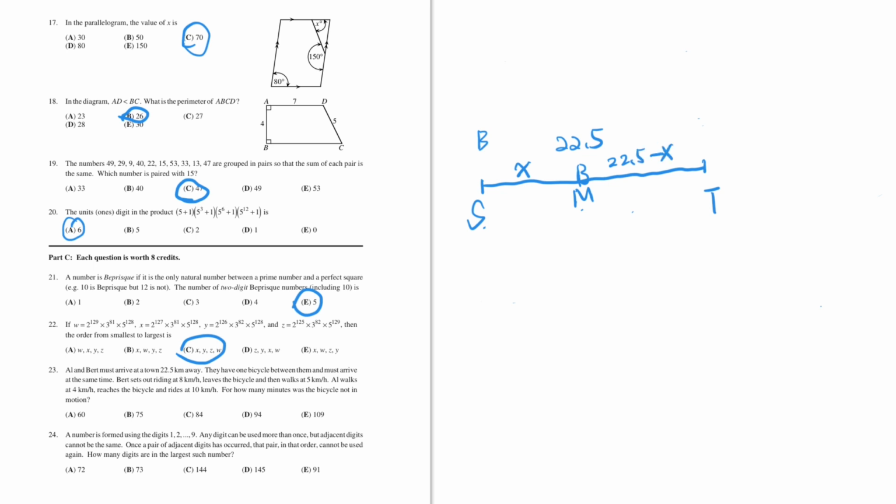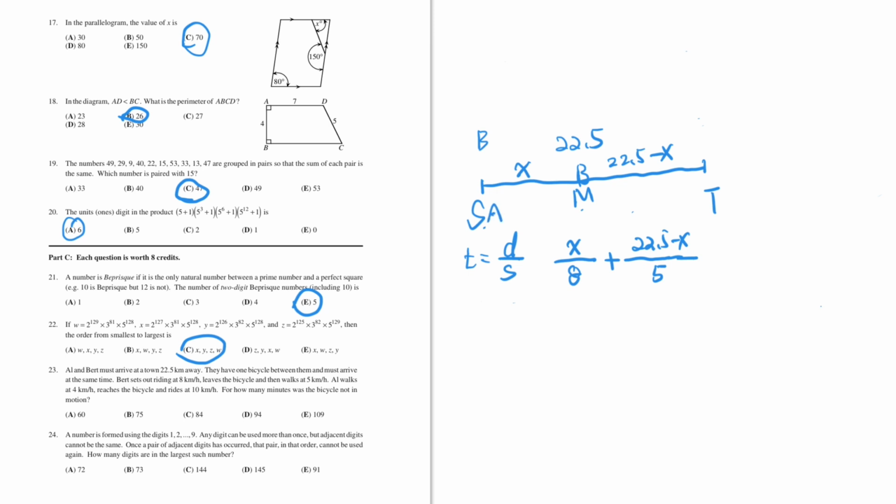For Bert, the walking distance is 22.5 minus x. So the time Bert used: time equals distance over speed. The distance is x, and the speed is 8 kilometers per hour for Bert, plus the walking time. The walking distance is 22.5 minus x over the walking speed of 5 kilometers per hour. So what's Elle's time?